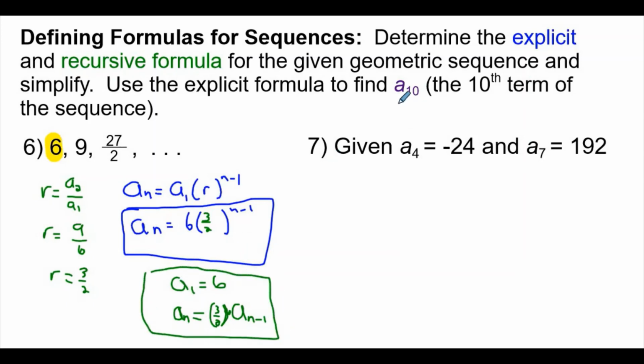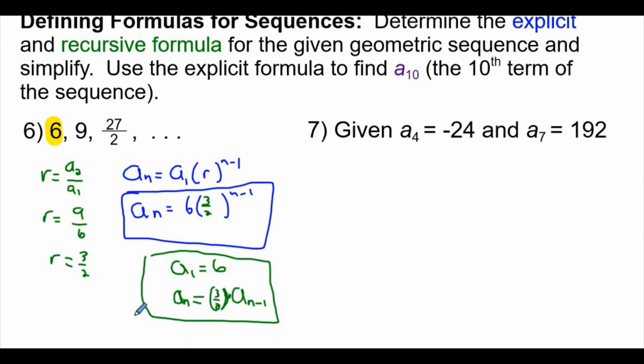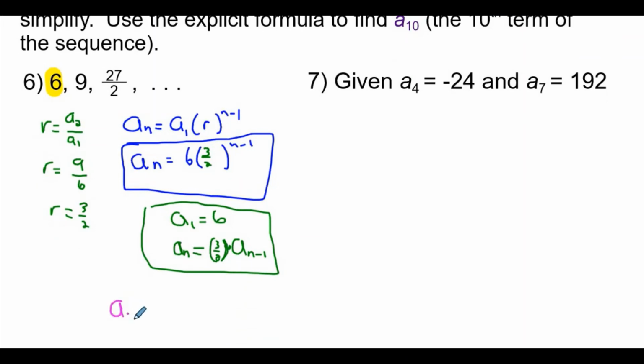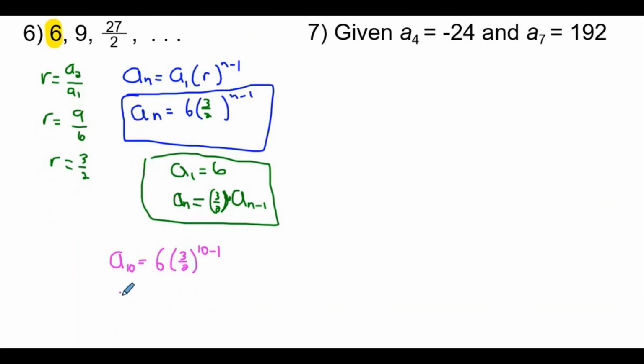The next thing it wants us to do is, could you find A10? And the purpose of that is to realize, okay, if I'm going to find A10, I'm going to use this, right? I'm not going to use recursive because I'd have to do this 10 times. So to find A10, we're going to use specifically the explicit formula, and that will be 6 (3/2) raised to the 10 minus 1. And I always like to tell students, make sure you actually simplify easy things before you type it in the calculator, because it's less frustrating to type into the calculator to the 9th power.